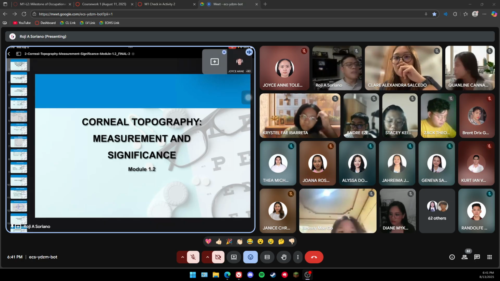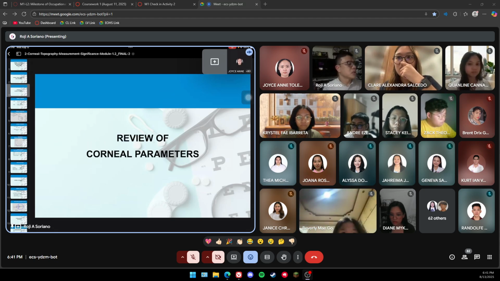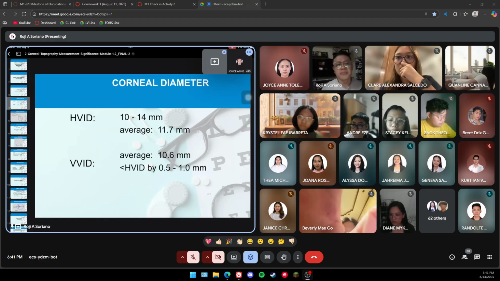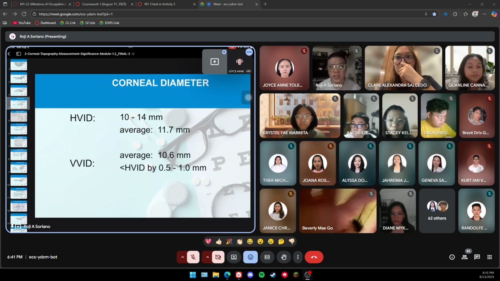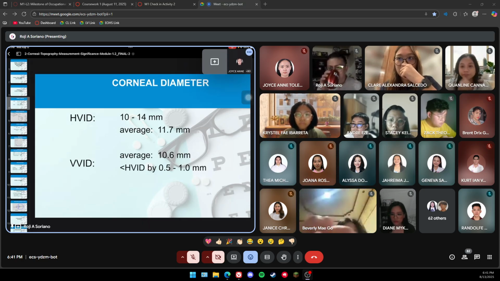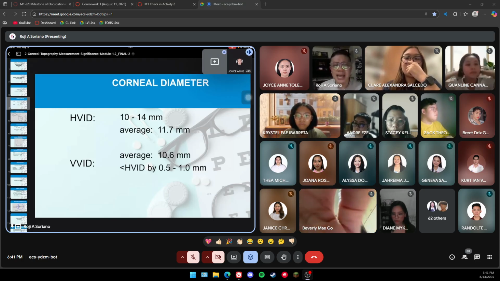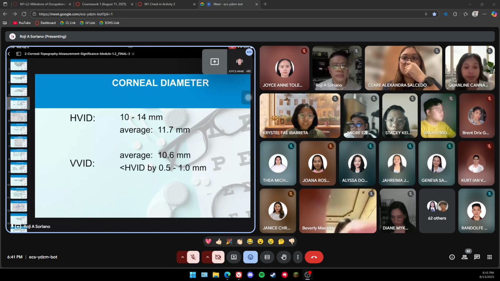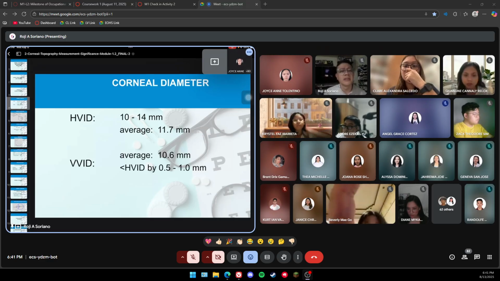So now let's learn more about the cornea. This is the corneal topography, measurement, and the significance. So, the normal corneal dimension and topography. A review of corneal parameters. The corneal HVID is around 10 to 14 millimeters, correct? The VVID, what's VVID again? Vertical visible iris diameter. Very good.